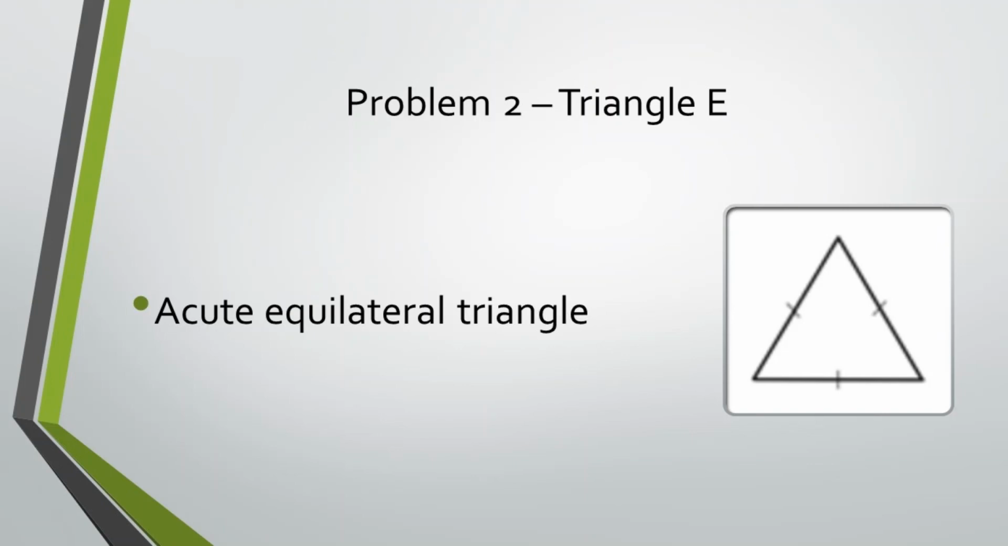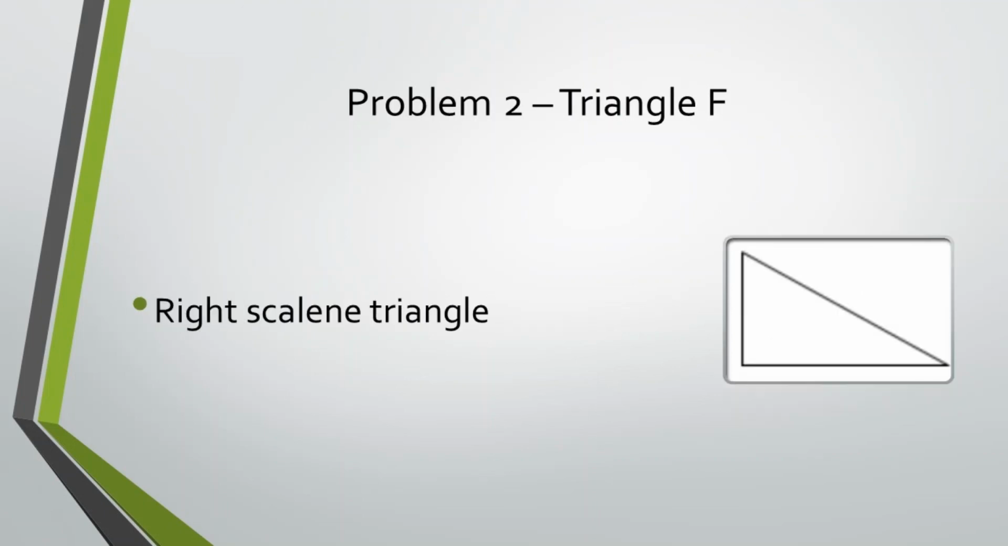Triangle E is an acute equilateral triangle. It is acute because all the angles are less than 90 degrees, and it is equilateral because all the sides are equal. I don't need a ruler, I don't need to measure them. The dashes, once again, the tick marks on the sides, tell me that those are all equal.